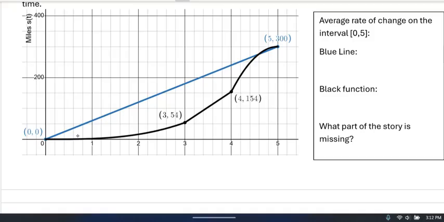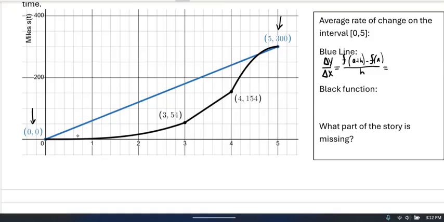So let's look at the average rate of change on the interval from 0 to 5 for the blue line. The blue line on the left has 0, 0, and on the right 5, 300. We could use this, but remember, we have now upgraded to another formula, which I'd like to use. It's f of a plus h, that's the point on the right, minus f of a, over the distance h that you went over.